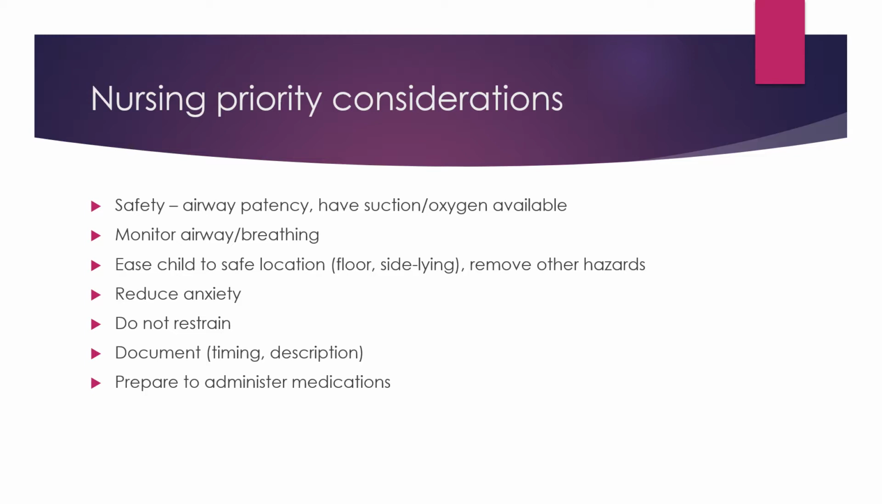So, nursing priority considerations. Safety is obviously number one. Maintaining airway patency. If you're in the hospital setting, you want to have suction and oxygen available. You want to monitor their airway and breathing and supply whatever they need. You want to then ease the child to a safe location, so sliding them out of their chair onto the floor and staying with them, removing any other hazards. You want to make sure they're not hitting their head on something hard, and so if you can supply something soft under their head, that helps.